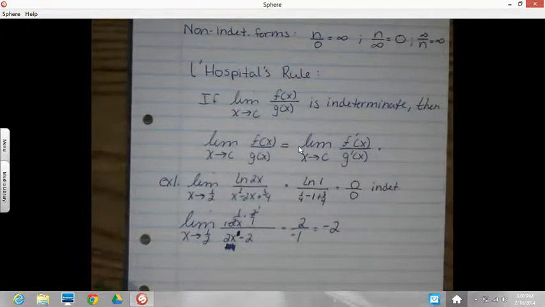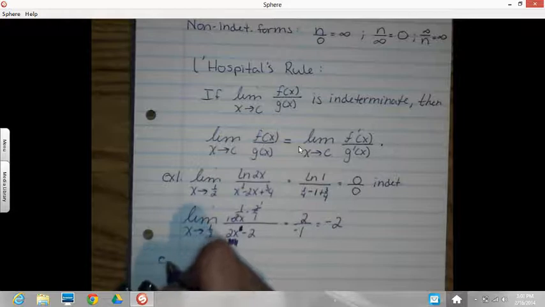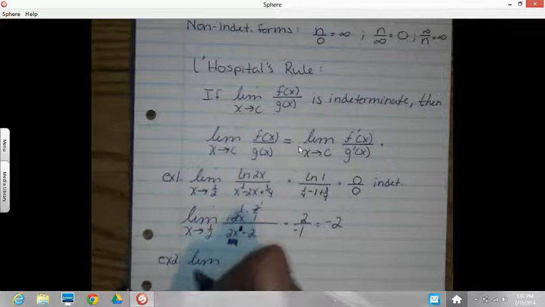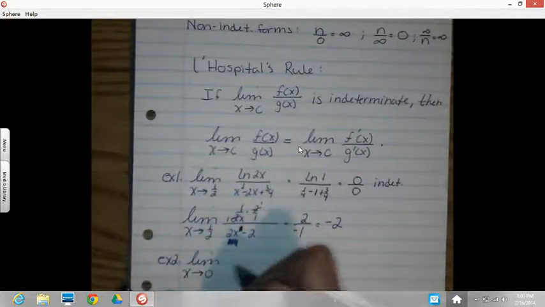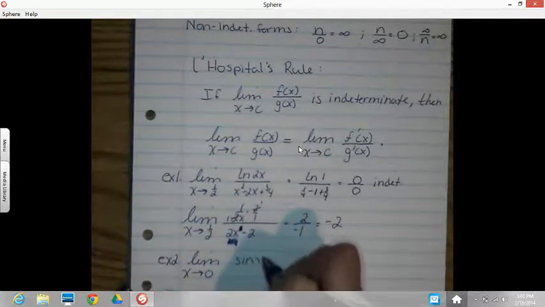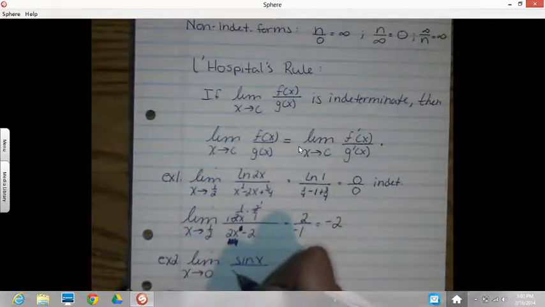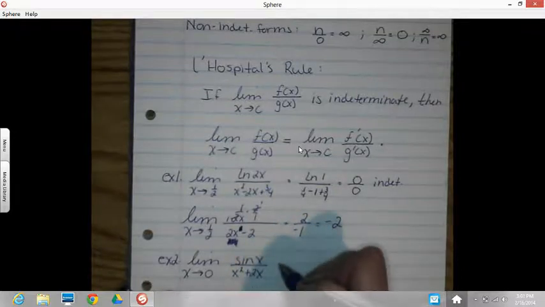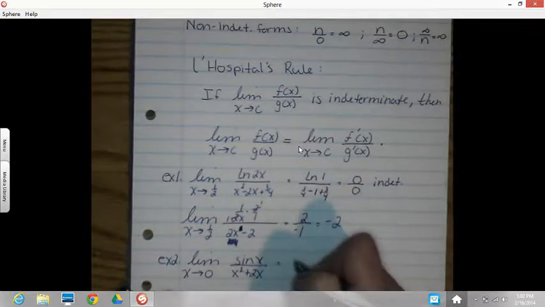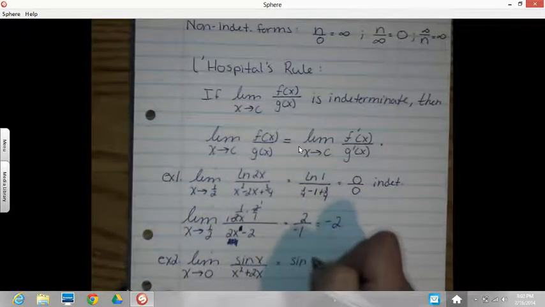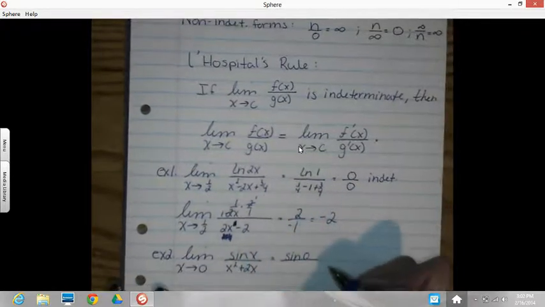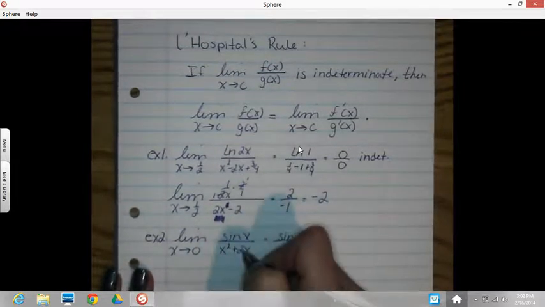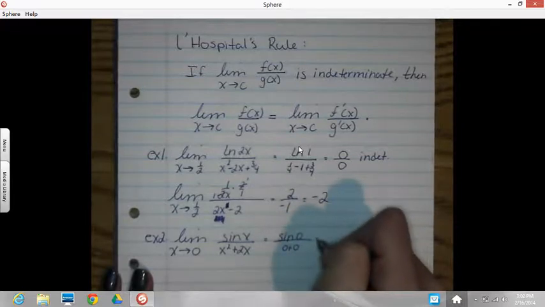Okay, so L'Hopital's rule, kind of powerful. Number 2, the limit as x approaches 0 of sine x divided by x squared plus 2x. If I plug the 0 in, the sine of 0, we'll have to see what that is unless you remember it from last year, and then 0 squared plus 2 times 0. The sine of 0, if you remember, is 0.